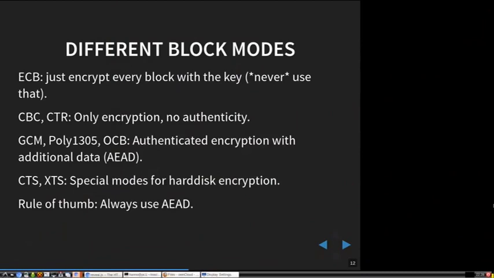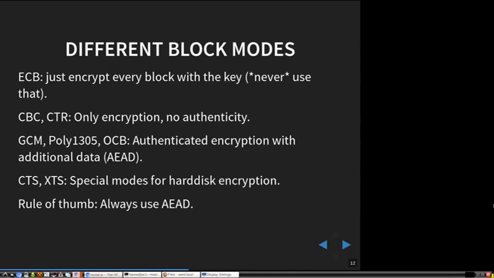And there are different kinds of modes. ECB is basically just encrypting one block after another. And this is not really an encryption mode. This is totally insecure. You should just never use that. It's more or less just an example to explain block modes. Then quite common modes are CBC and CTR. For example, CBC is still used quite a lot in TLS, although it probably shouldn't be used. And CTR is in more modern products.